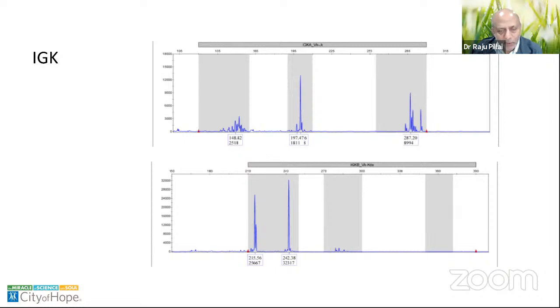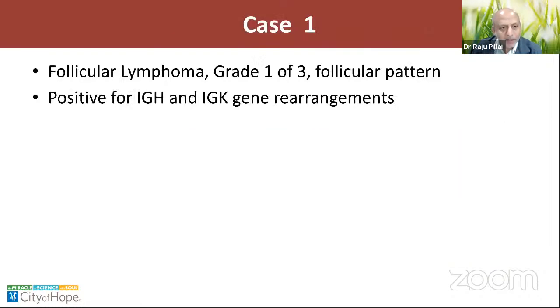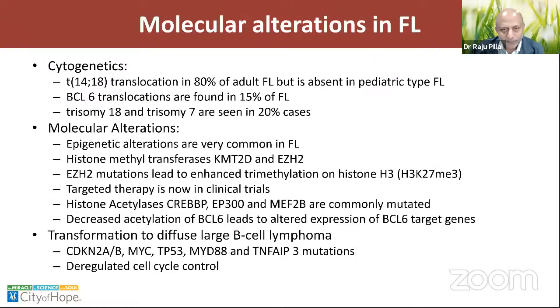So this is how you would go about interpreting B cell receptor gene rearrangement. So in this case, because the morphology and IHC were very suspicious and it was confirmed by molecular studies, even though it was a tiny biopsy, we called it follicular lymphoma grade 1 of 3. Now, what we talked about was, okay, how do we use B cell receptor gene rearrangements for diagnosis?